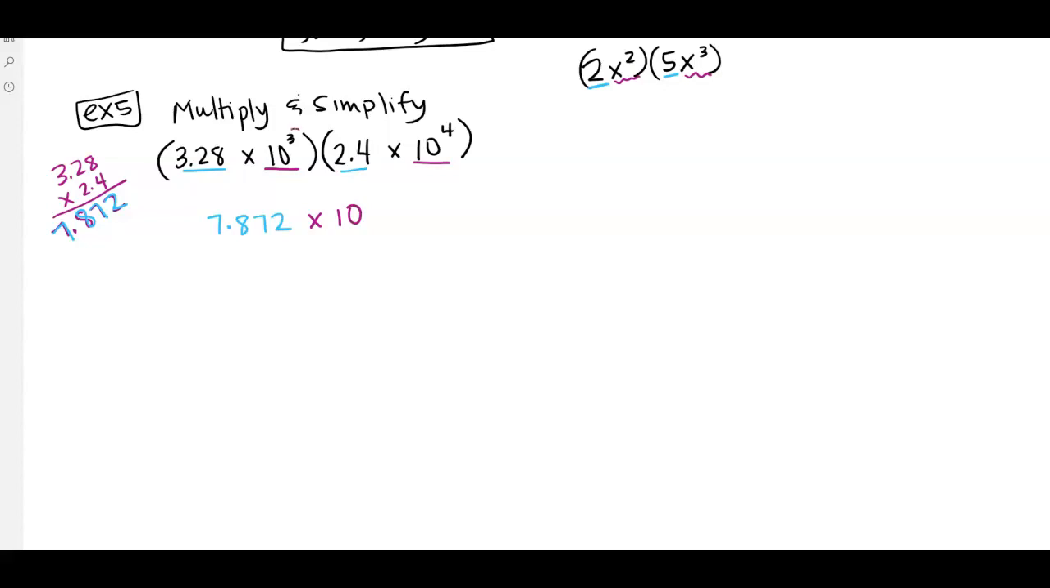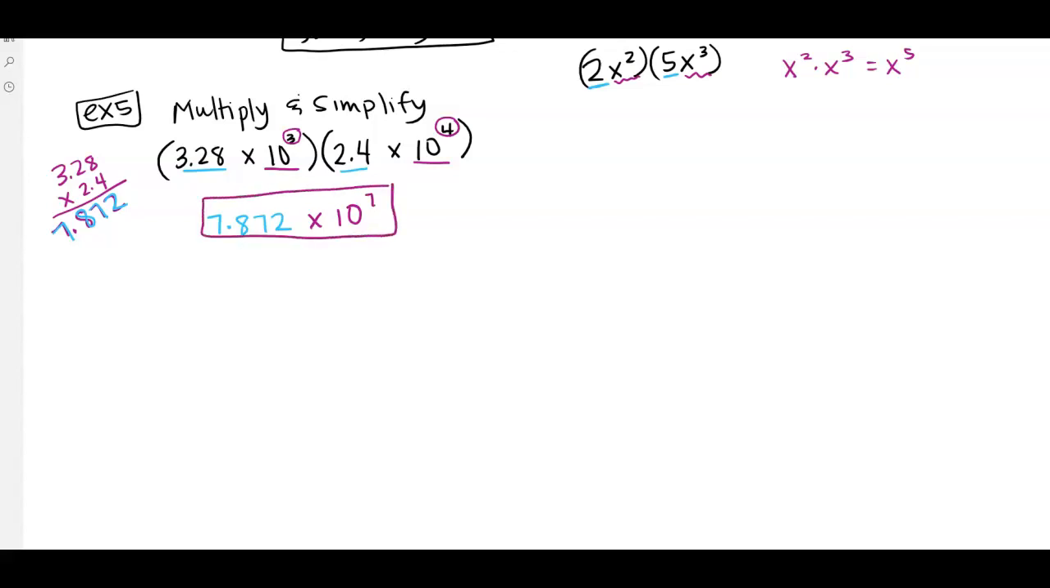So what am I going to do with these exponents? That's 7. We're going to add those together, right? On something like this, x squared times x to the third is x to the fifth, because we're adding those exponents together. So on this one, we'll do 10 to the 7th power. Right? And then that would be your answer.